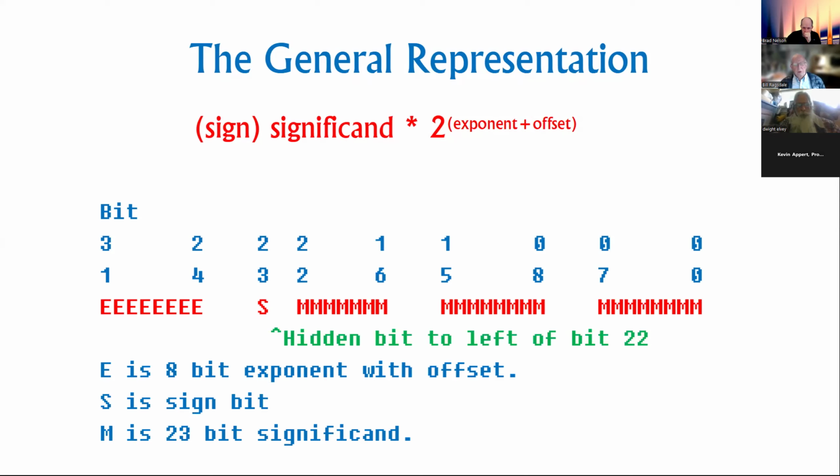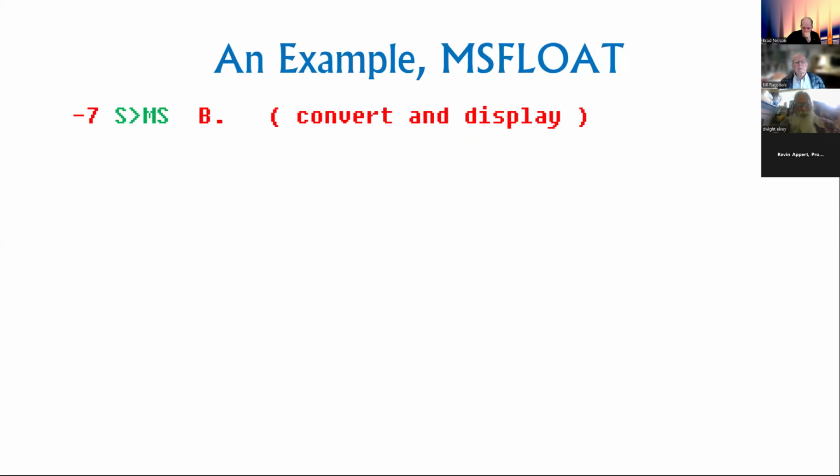And we put a little green note with a little up arrow there saying that if it was there, the hidden bit would be located at that position of the caret. Here's an example: let's look at the number -7. And in a moment, we'll see the code that does this conversion. But this is to convert a single number, a 32-bit stacked number, to this MS format.